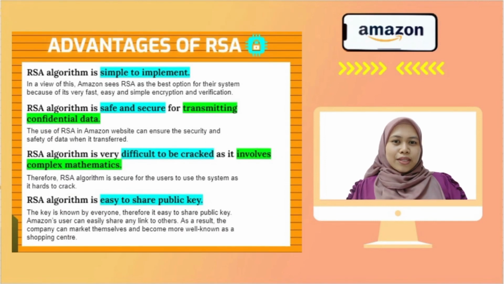Now, moving on to the advantages of RSA. Amazon sees RSA as the best choice for their system because of its very fast, easy and simple encryption and verification. Next, the RSA algorithm is safe and secure for transmitting data, and it is hard to crack. Therefore, Amazon users can use the website safely. Lastly, with the RSA algorithm it is easy to share the public key. Thus, users can easily share any link with others.